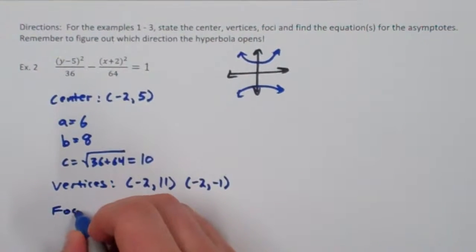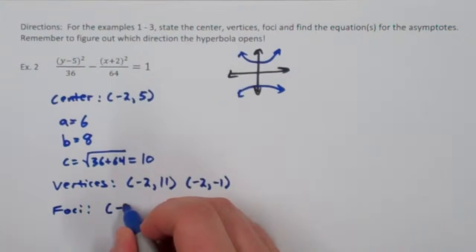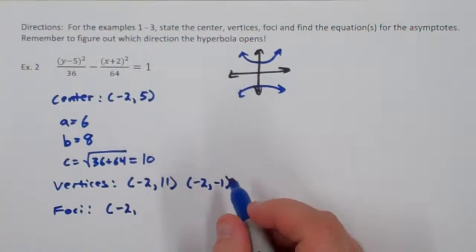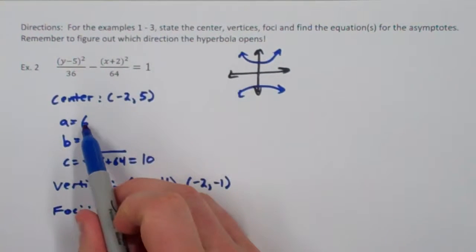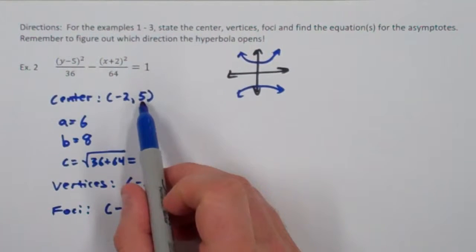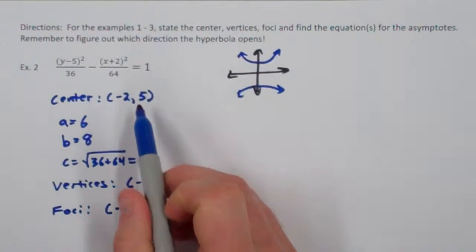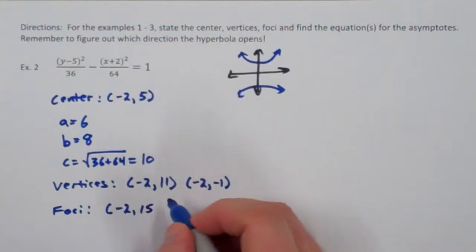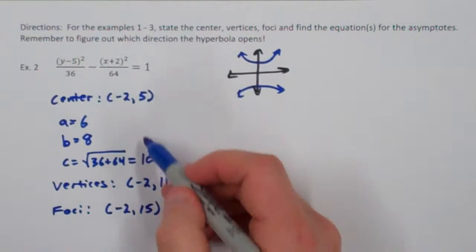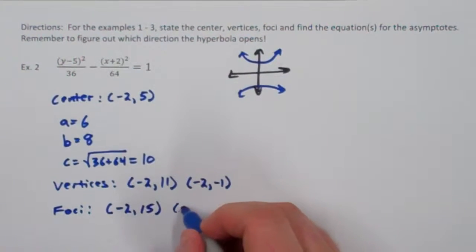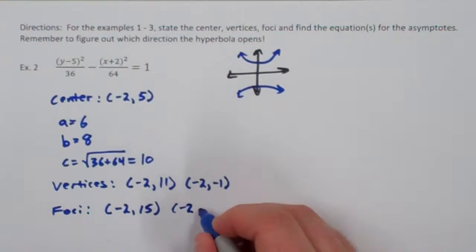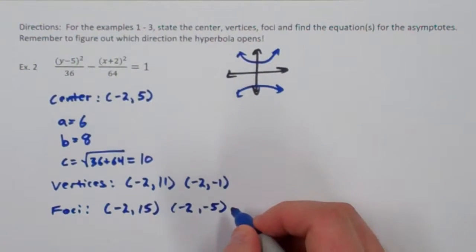To find the foci, we're going to do something very similar to that. We're going to keep the x coordinate, and instead of adding and subtracting 6 from the y part of the center, we're going to be adding and subtracting 10. So we could go negative 2 comma 15, 10 plus 5 would be 15, and then negative 2, 5 minus 10 would be negative 5.